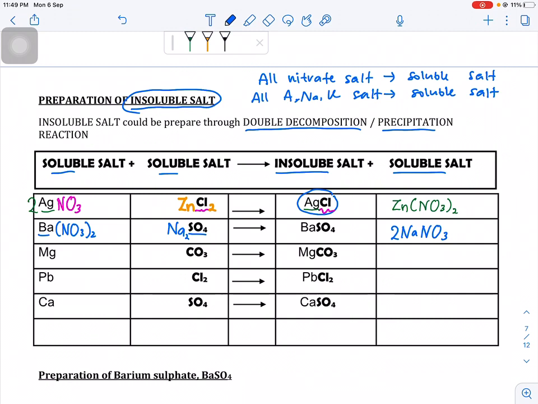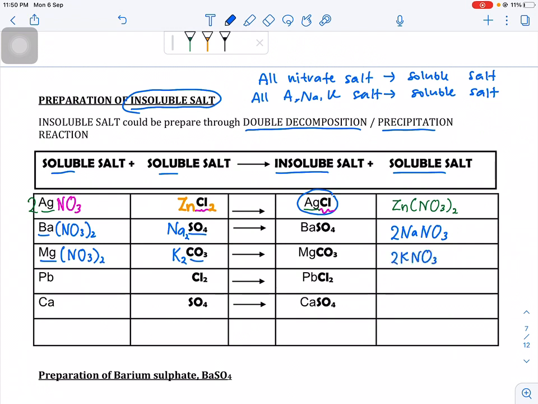Okay. And the third insoluble salt is magnesium carbonate. So we write down the magnesium and the carbonate. Find the soluble salt that contains magnesium. The easiest is to take magnesium nitrate. If you don't want magnesium nitrate, you can have magnesium chloride or magnesium sulfate. It doesn't matter. For the carbonate, you can choose either sodium, ammonium or potassium. Let's say I choose potassium. So the formula is K2CO3. So my insoluble salt is magnesium carbonate, and then the soluble salt is potassium nitrate.